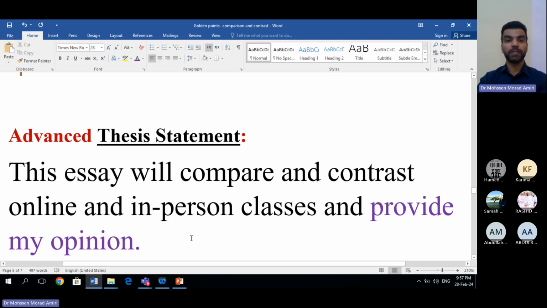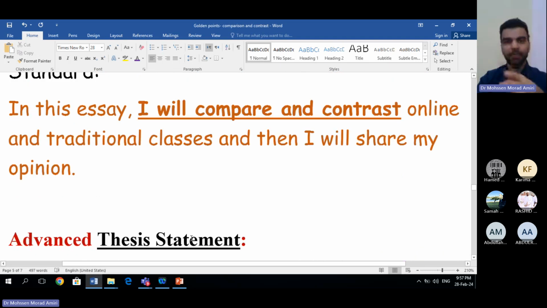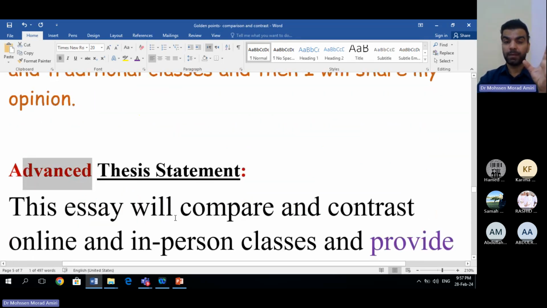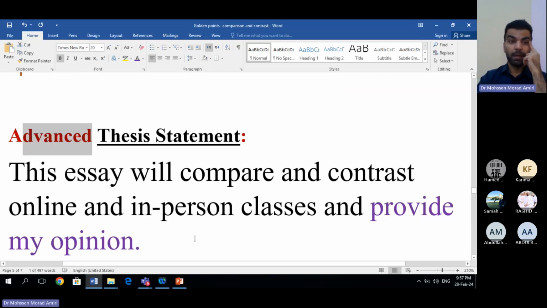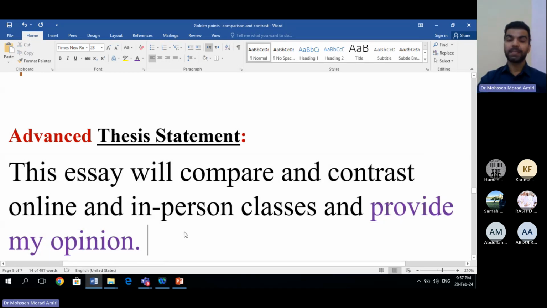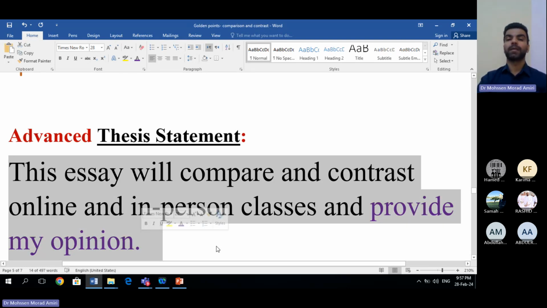If not, you can use the other one for the thesis statement. As you know, this is for the introduction, right? Do you remember? We use this part in the introduction. But there are two ways that I am telling you. If you want, you can write the standard, simple, ordinary one, or you can use the advanced way. All right, this is the whole thing. So in the introduction, we paraphrase the question, and then we write the thesis statement.